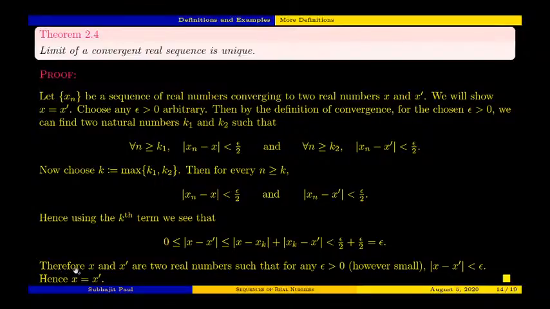Now, therefore, x and x dashed are two real numbers such that for any epsilon positive, however small, the distance between them is smaller than epsilon. We had already seen this result in the class: if this happens, then there is no other way but these two points x and x dashed have to be same. There is no other way out. So therefore, x is equal to x dashed. So this proves that the limit of a convergent real sequence is unique. Okay.